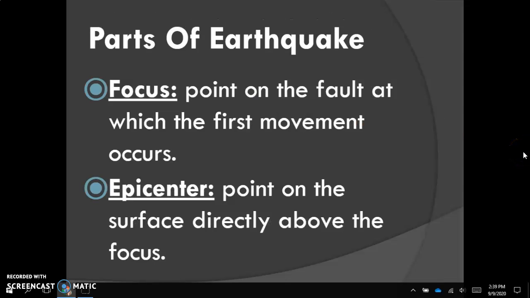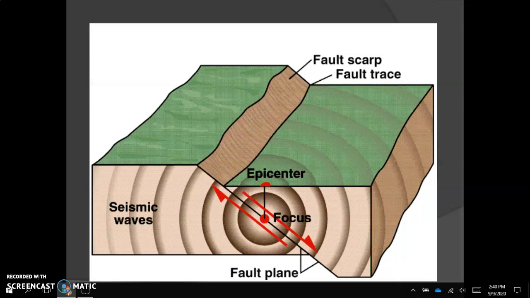There are different parts of an earthquake we need to know about. The focus is the point on the fault at which the first movement occurs. This happens within the Earth. The epicenter is the point on the surface directly above the focus. Epi means above, so the epicenter is just above the focal point. We have to be able to look at a diagram of these and pinpoint the focus and the epicenter.